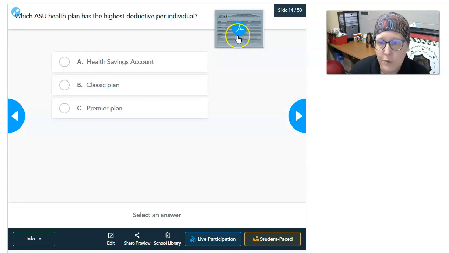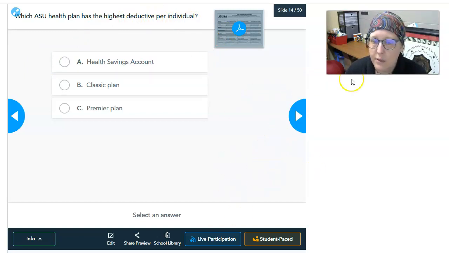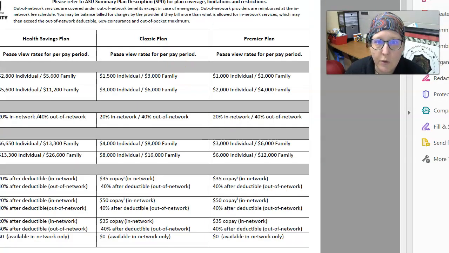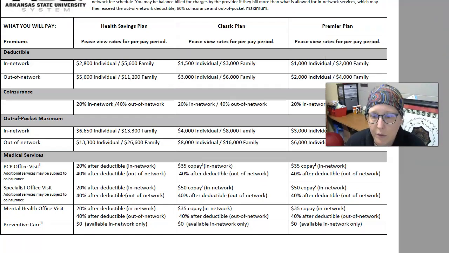So in this one, I'll go ahead and click on it again. You're going to click on this file here and download it, and which one has the highest deductible, I'll change that per individual. And if you give me a second, this file is going to pop in, maybe. Sorry, my internet's being slow. So again, I'm going to move it here slightly.